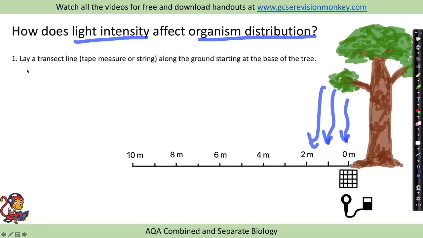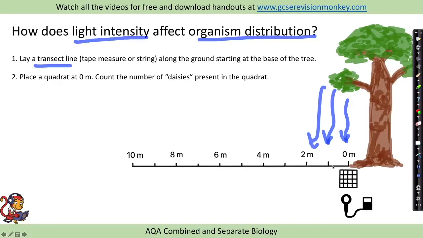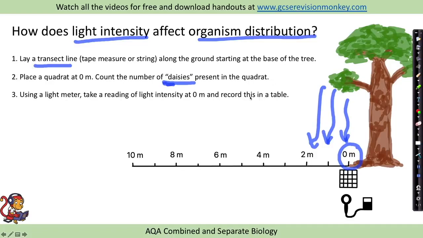So what we do is we'd lay a transect line, this could be a tape measure or some string, along the ground starting at the base of the tree. We would place a quadrat at the 0 metres mark and count the number of organisms, so for example daisies, or it could be something else that you're looking at, present in the quadrat. We would use a light meter to take a recording of the light intensity and record this in a table.